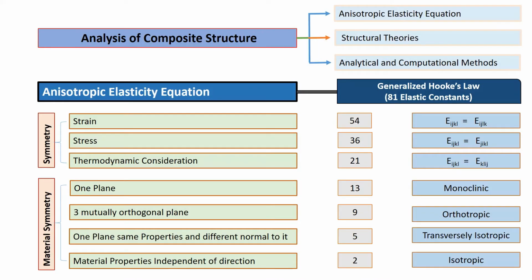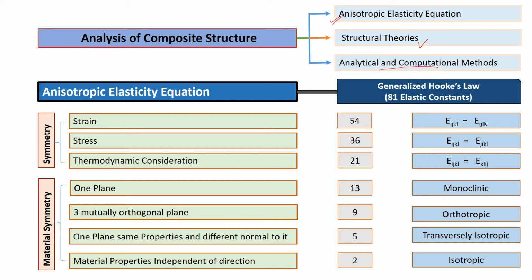So now, to analyze composite structures, basically if we are talking about the laminated composite structure, how will we analyze it? First of all, we have to know the theory or the concepts of anisotropic elasticity. We should know about it to understand plate structures or laminated composite plates. And then we have to know the structural theories. What are the different structural theories for this? And the analytical and computational methods. What are the different analytical and computational methods?